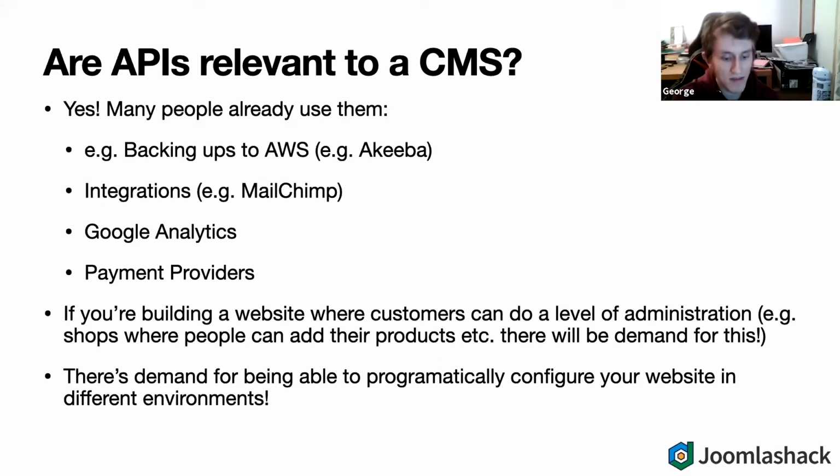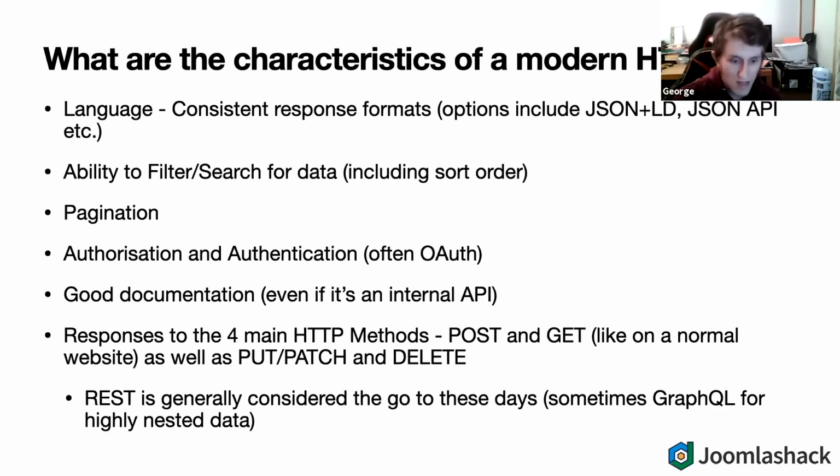And if you're building a website where customers can do administration on your site, so a shop where people can add their products or an event site where people are publishing their events on your website, there's going to be demand for this, and across different environments too. So if we think about the characteristics of a modern HTTP API, and I specifically say HTTP here, there's a language, an ability to filter, pagination, authorization, authentication, and documentation.